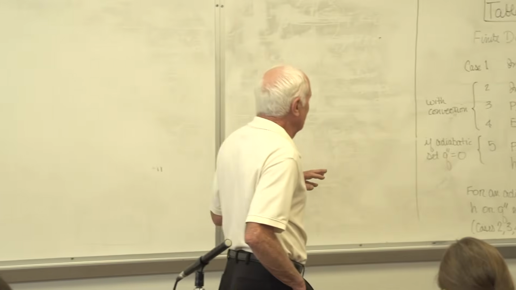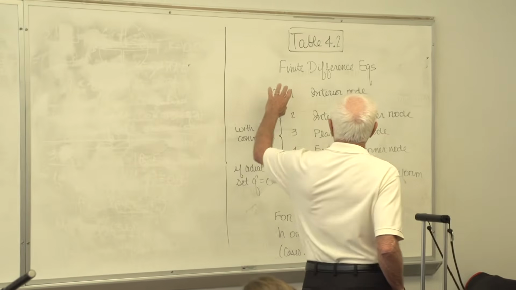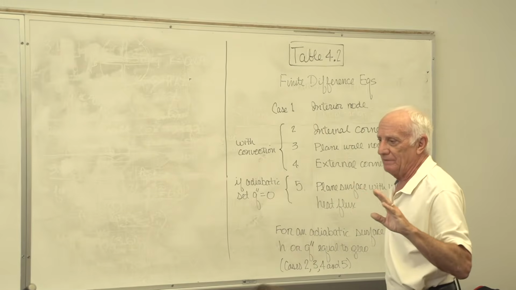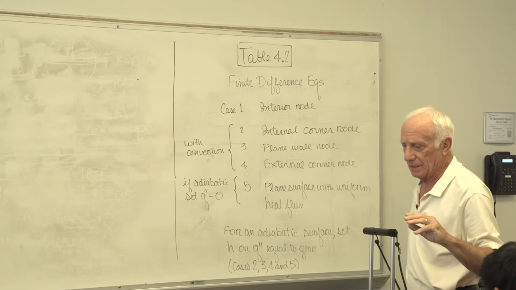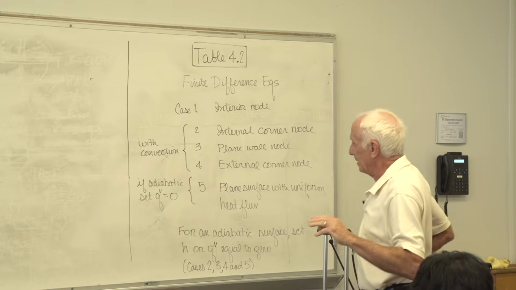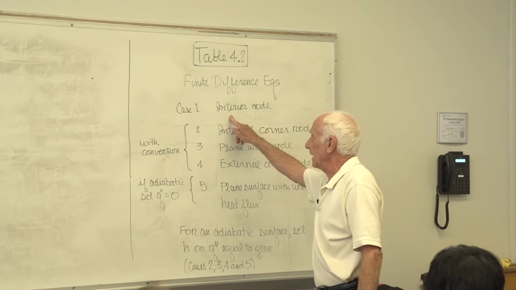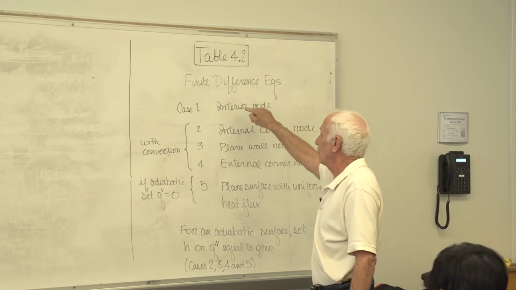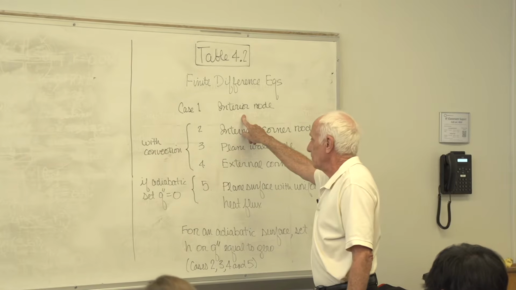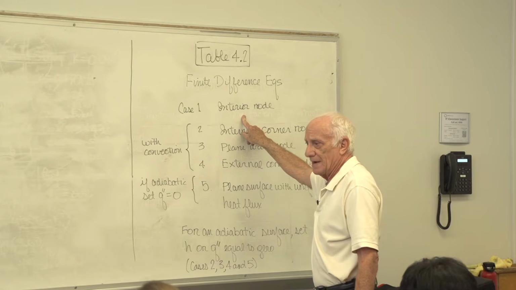Here's where we left off last time. We were looking at table 4.2. We derived one finite difference equation in conduction. It was for an interior node. We derived that in class. That equation is in table 4.2. Table 4.2 also includes other finite difference equations.